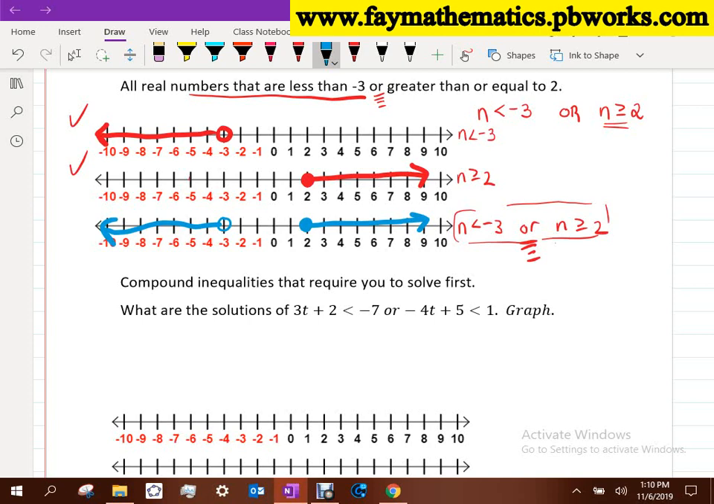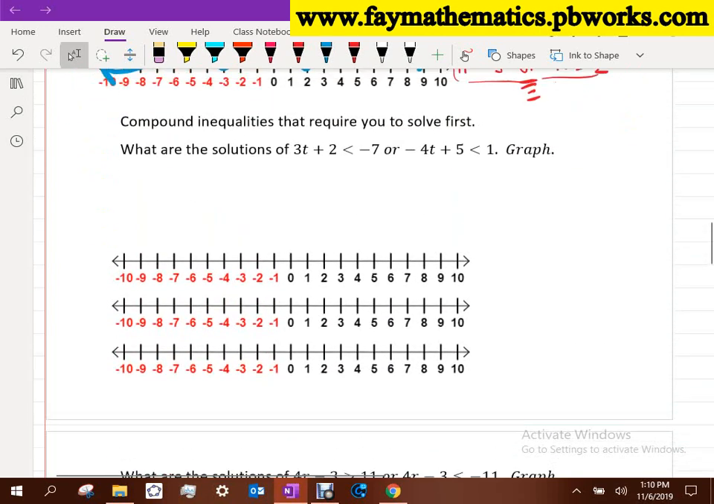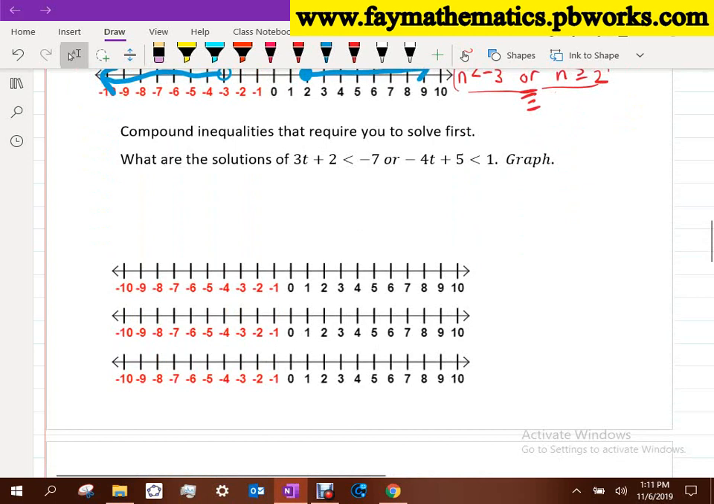The next question here, guys, it says compound inequalities that require you to solve first. These should be things that we already know how to do. Okay, we're just going one step further now. We're combining what we did yesterday, day before, with what we just learned. So what I want you guys to do on your own real quick, solve that inequality all by itself. Once you get that one solved, solve this one by itself. So solve the blue one and the yellow one, all by themselves.